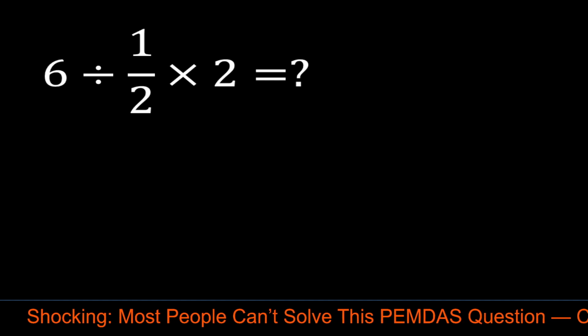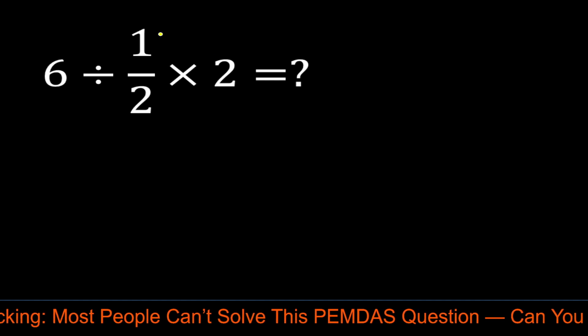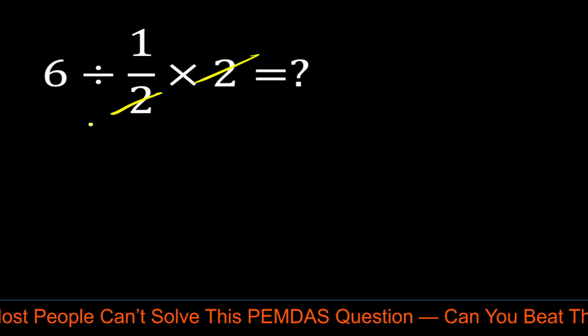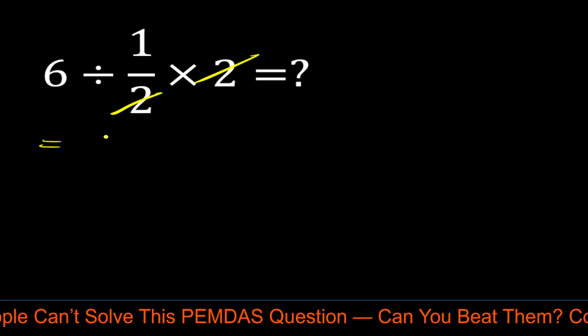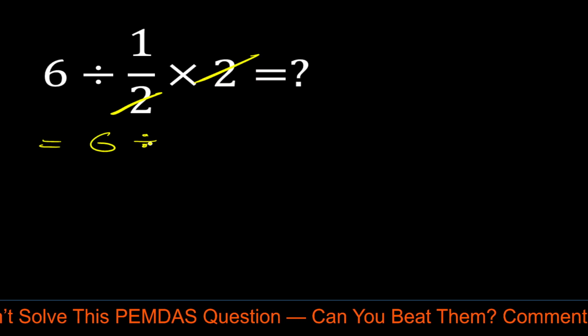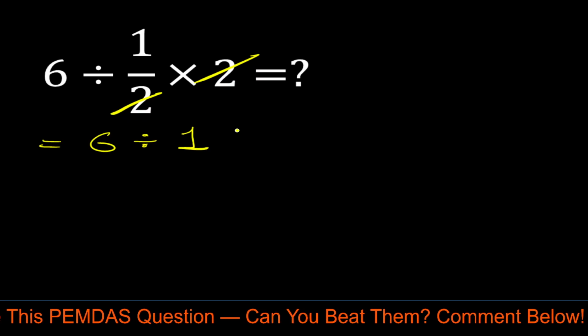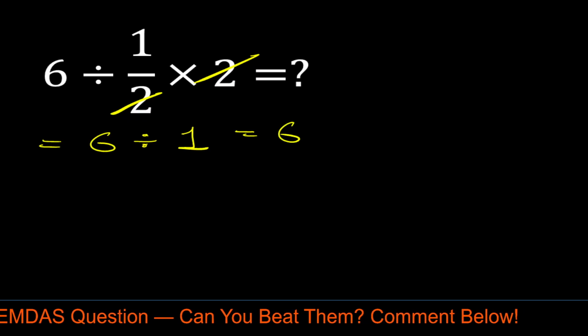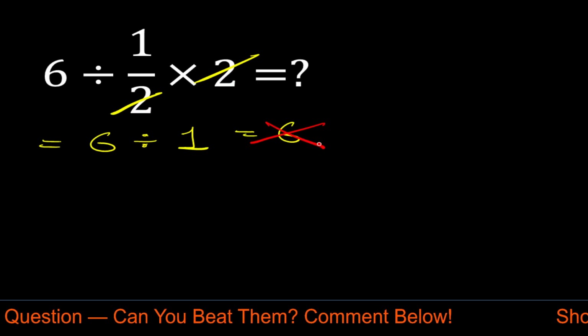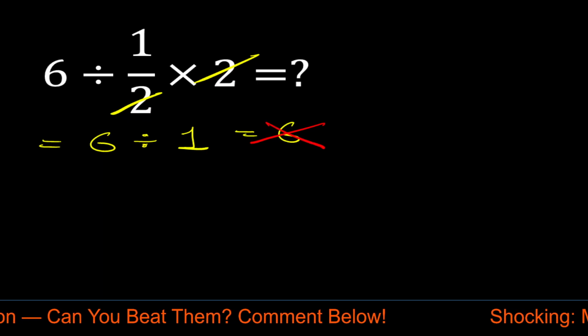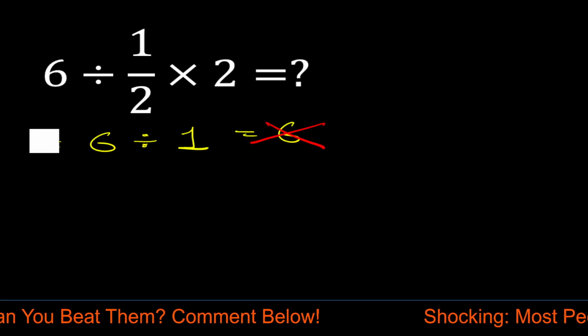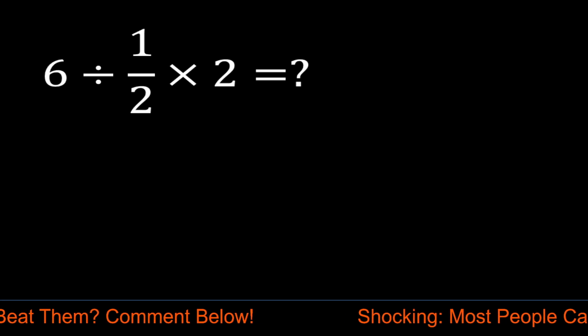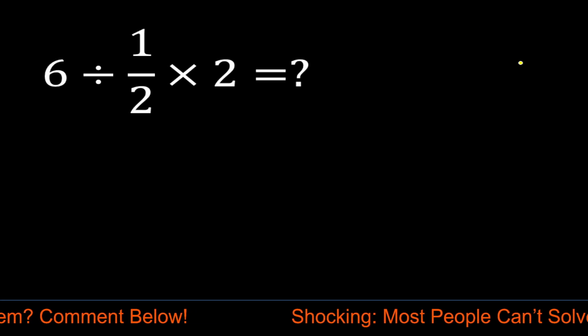So most people solve this question like, cancel this 2 by 2. So now 6 divided by 1. So 6 divided by 1 is equal to 6, right? But this answer is not correct. This answer is completely wrong. So now let's solve this problem correctly by using the PEMDAS rule, right?